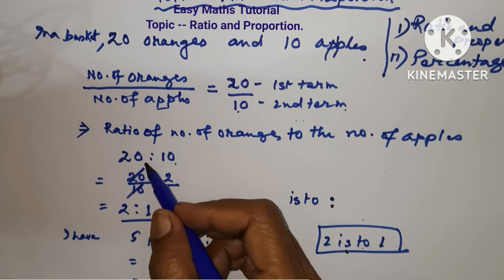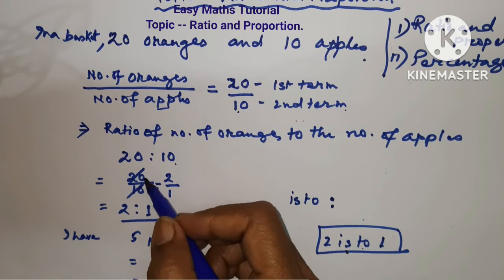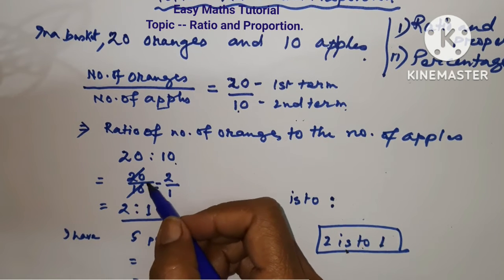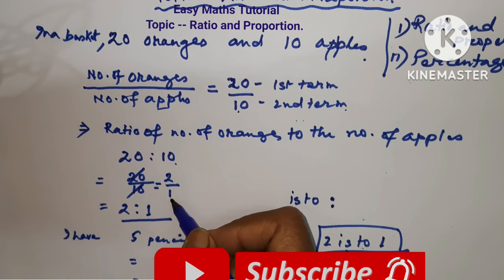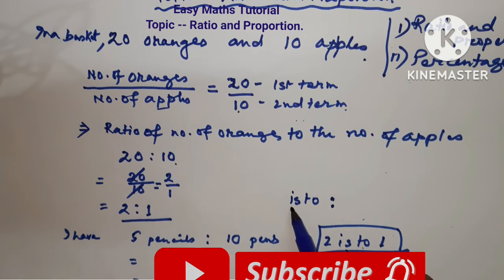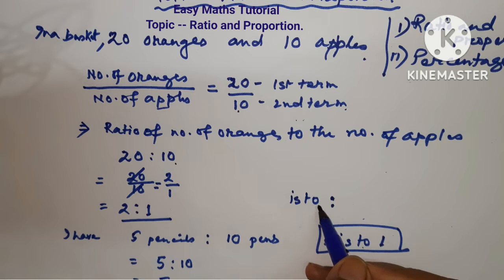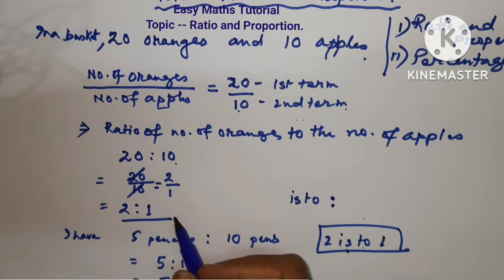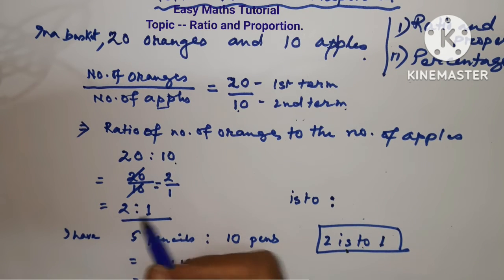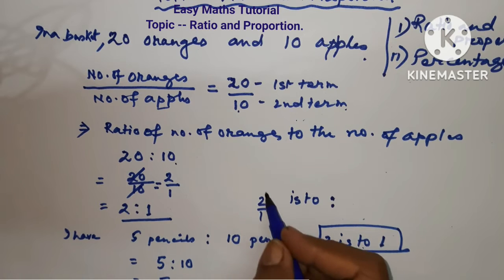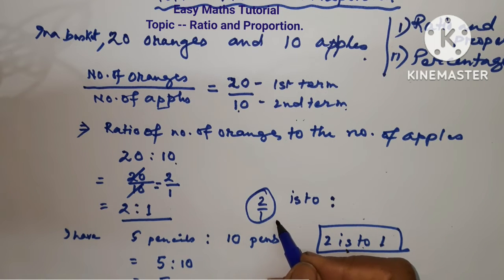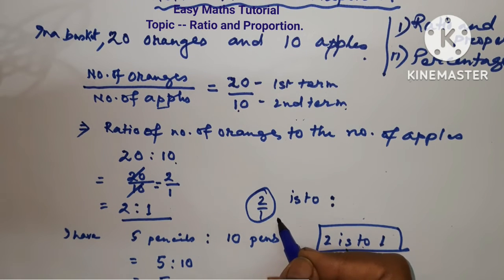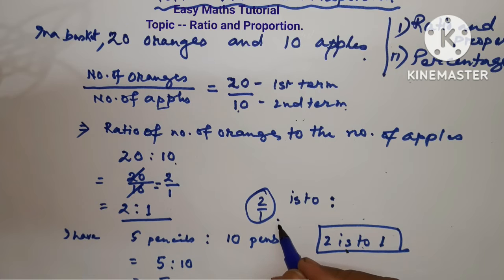such as 20 is to 10 will be 20 by 10. If we divide by 10, we will get 2 by 1, that is 2 is to 1. It is written with this symbol, and it is the lowest form of the terms because 2 by 1 is not divisible by any number other than 1. So, always remember that ratio is the lowest form of the terms.